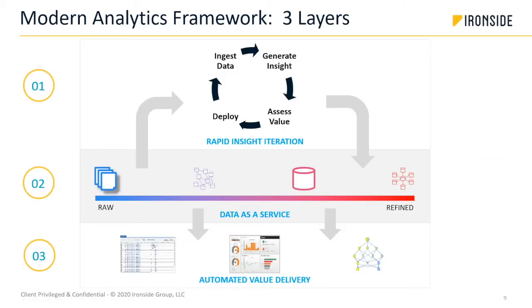So if we think about the 3 layers of a modern analytics framework, you really have rapid generation of insight through iteration, data as a service, and automated value delivery. At the top, you have your knowledge workers who go through this process: they bring data in, it turns into an insight, and we'll talk on the next slide about how that happens. They assess the value of that insight, and then they deploy it so that people can leverage that insight, act on it, and create value.